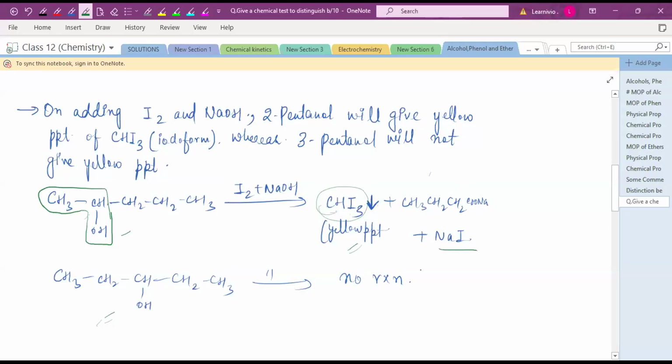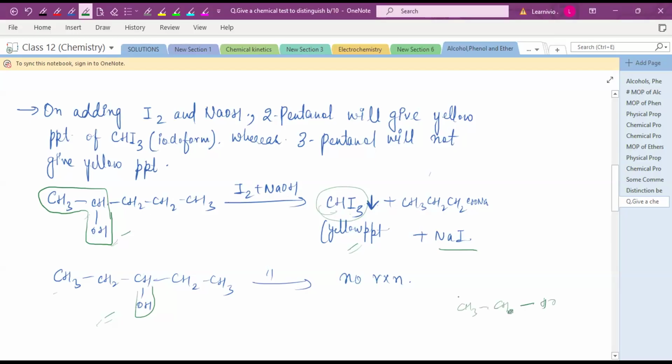Means the propan-2-ol will give the positive iodoform test. But your propan-3-ol, you can see OH is attached to a CH group and CH is attached to a CH2 group. There should be 3 hydrogens, a CH3 group, right? But it lacks that. So this propan-3-ol lacks this group, OH, CH2 and CH3.